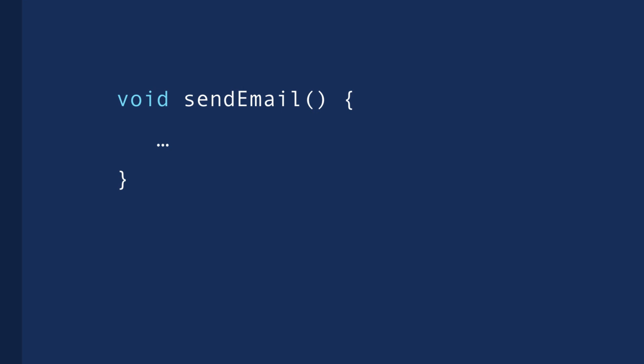For example, our send email function should have parameters like who is the receiver, what is the subject of this email, what is the content of this email, and so on. Now, in this tutorial, we're not going to worry about parameters. We'll look at them in the future.